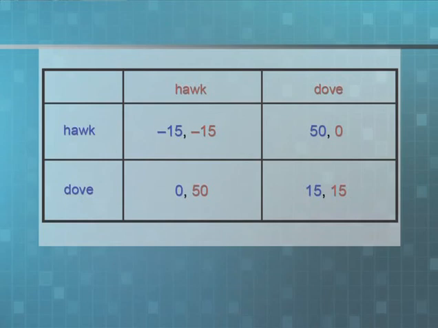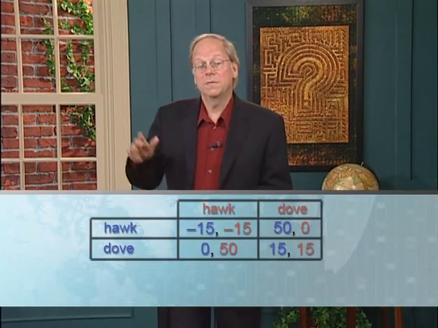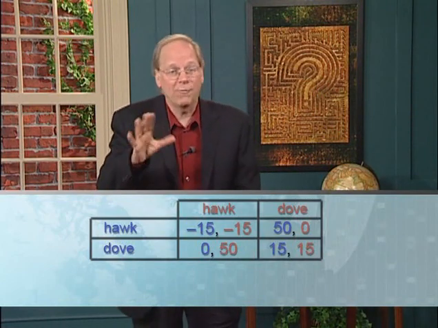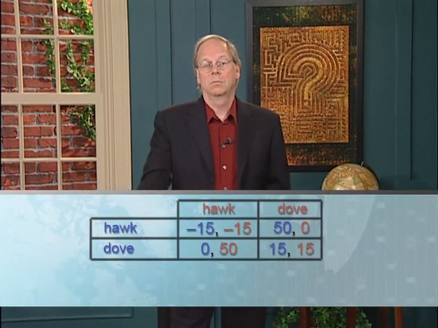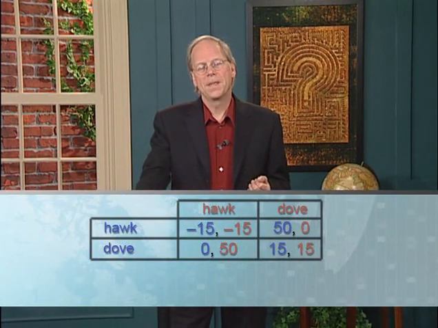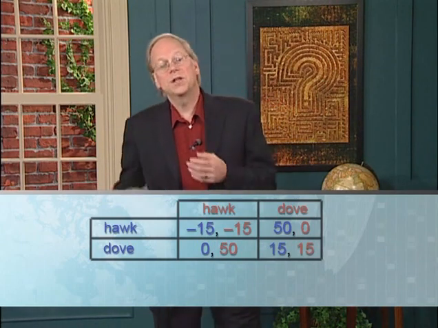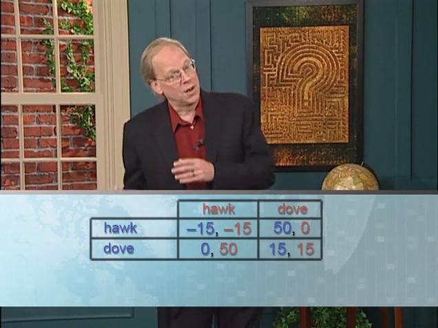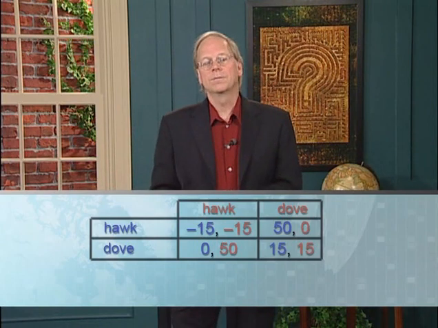Okay, check the matrix. Who does best when meeting a hawk? Doves do. A hawk on average loses 15. A dove gets nothing when it meets a hawk, but that's better than negative 15. Who does better when meeting a dove? Hawks do. Hawks get 50 points for meeting a dove, while doves on average only get 15. So what? So, when there are a lot of hawks around, it's best to be a dove. And when there are a lot of doves around, it's best to be a hawk.